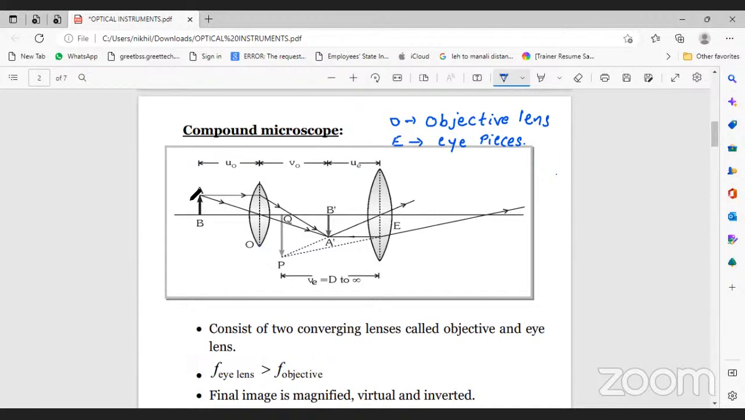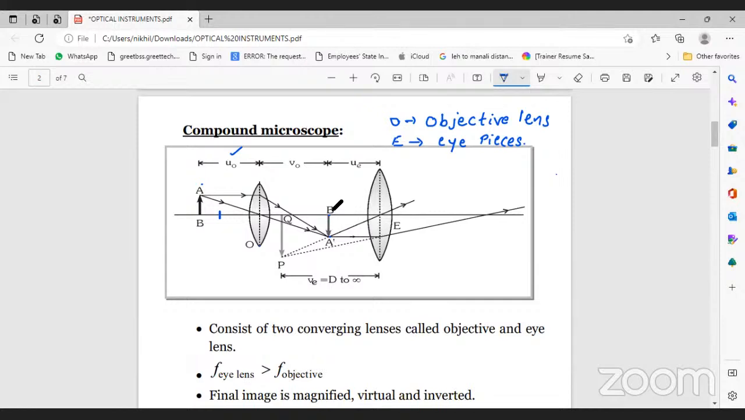In the case of the compound microscope, the object is going to be placed beyond the focal length. Somewhere here there will be a principal focus. Beyond this principal focus, we are going to place the object. U0 represents the object distance. For this object AB, the image will be A dash B dash.